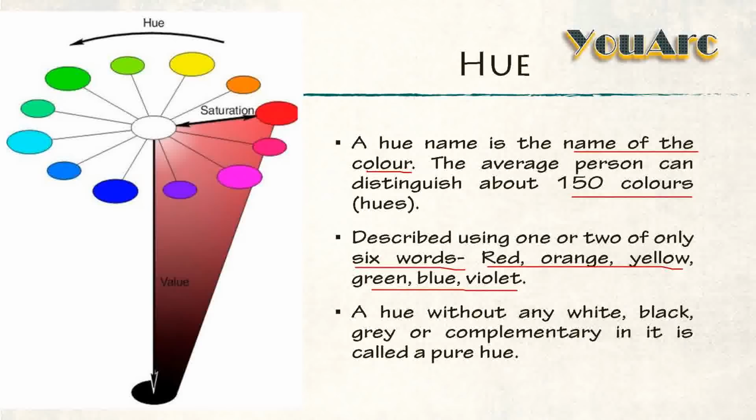A hue without white, black or gray is called a pure hue, which means white, black and gray do not exist in the color wheel. All the colors which exist in the color wheel are called hues. You understood this concept, right? So all the colors are called hue here.